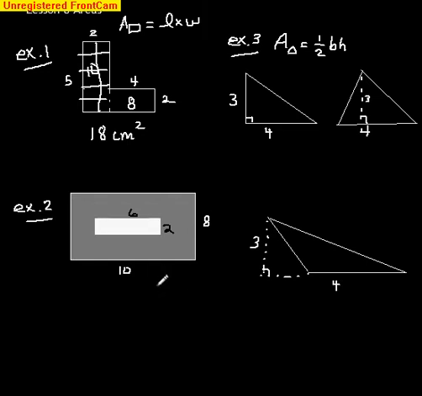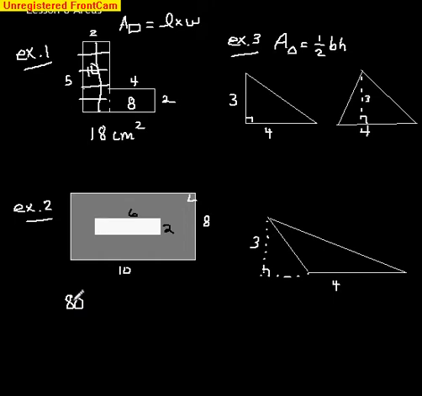Okay, this one's a little bit different. We're to find the shaded portion of this figure. All angles are right angles, which lets us know that we have rectangles that we're dealing with. So all we do in this one is we find the area of the big rectangle and we subtract from it the area of the white rectangle, and that will give us the area of the shaded rectangle. So we just find the large rectangle. It's 10 by 8. So the whole thing is going to be 80.